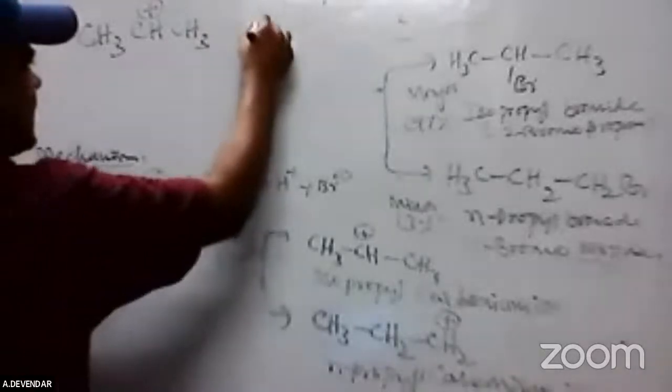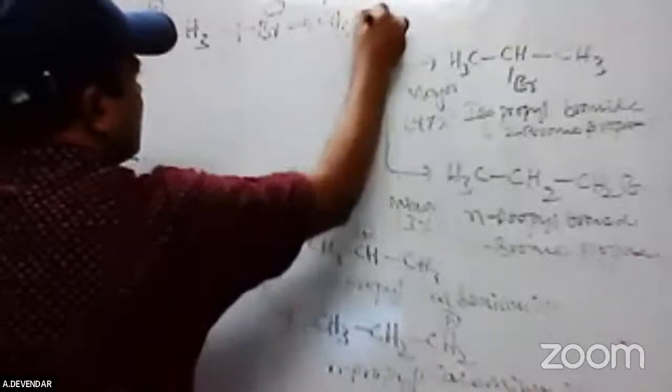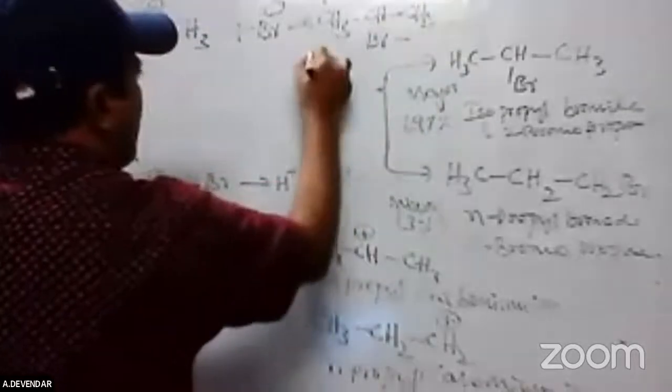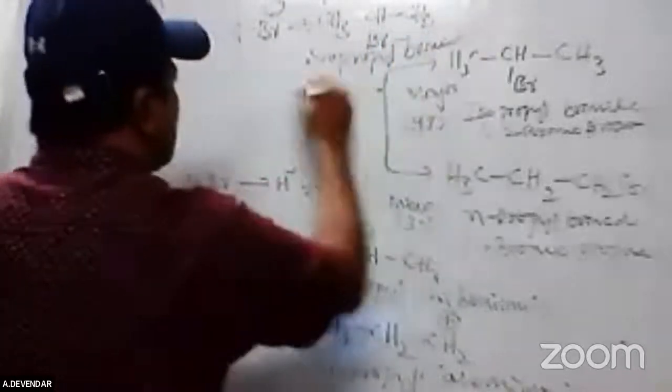Now this isopropyl carbonium ion reacts readily with the negative part of the addendum, forming CH3 CHBr CH3. This is the isopropyl bromide. Isopropyl bromide is the major product formed in this reaction.